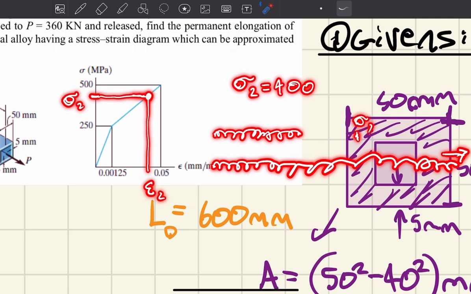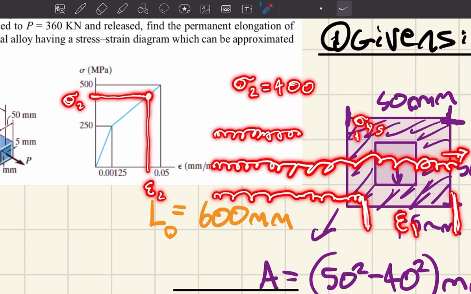Let's say this is sigma yield for the spring. What happens when I let go at this point? Well, it won't go back to its original shape, right? It'll spring back, but it will not go back to its original shape. It'll spring back, and we call this distance right here the recovery strain. We still have this recovery strain when I let go of the force, but we also have this permanent deformation, and we call this the permanent strain. Okay, hopefully that makes sense.